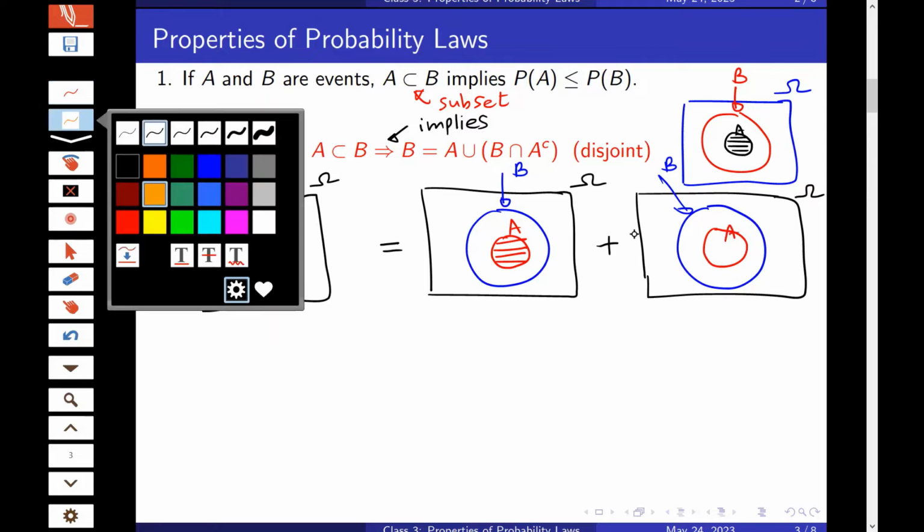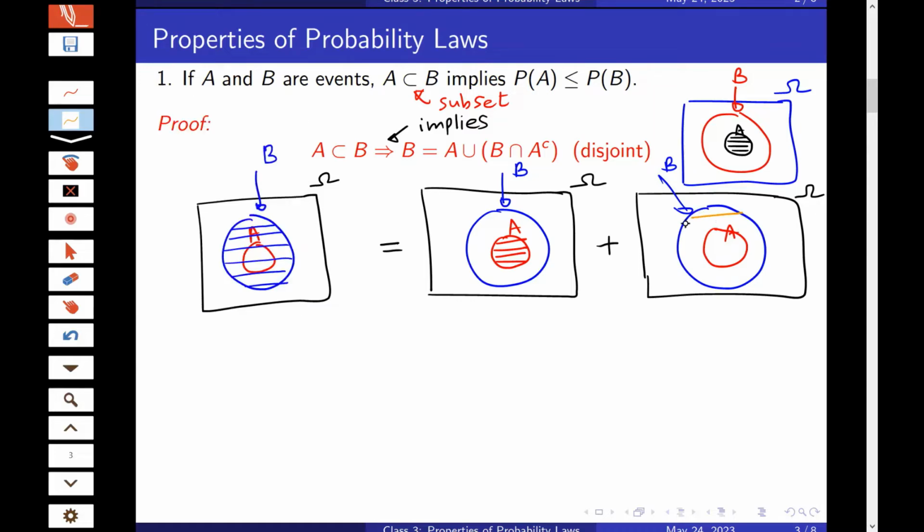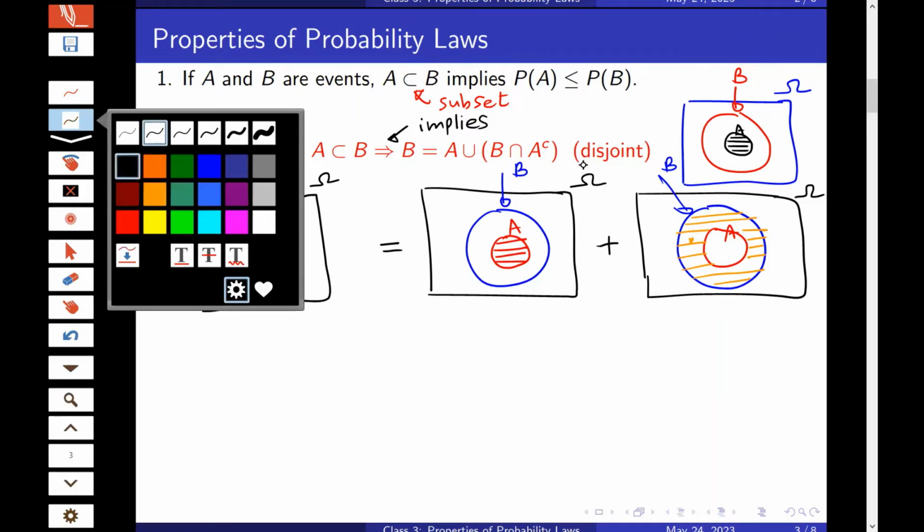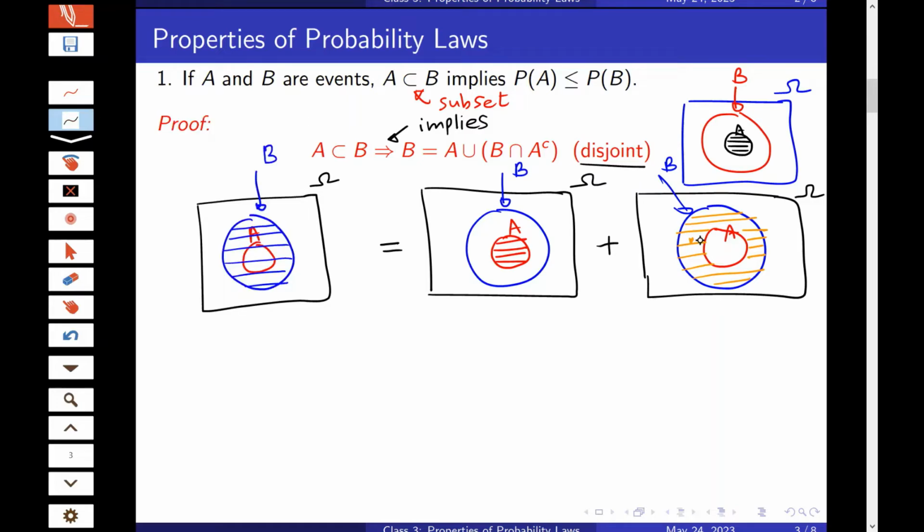Okay, so now I'm going to shade the B intersection A complement part. B intersection A complement will be outside of A. A complement means outside of A, and intersection with B means this donut shape part. If you combine this region, the gold color region, and the red color region, you will get the entire B. So that's the meaning of this. And you can see these two sets are disjoint. So A and B intersection A complement are disjoint.